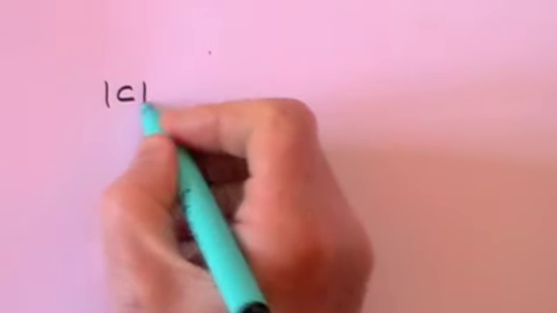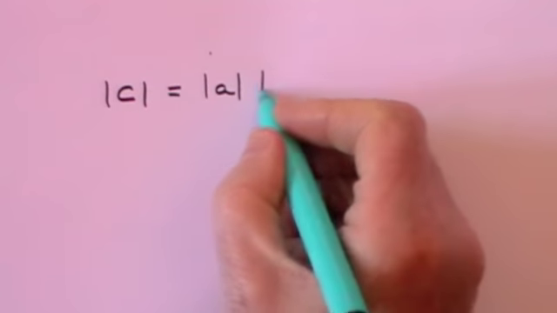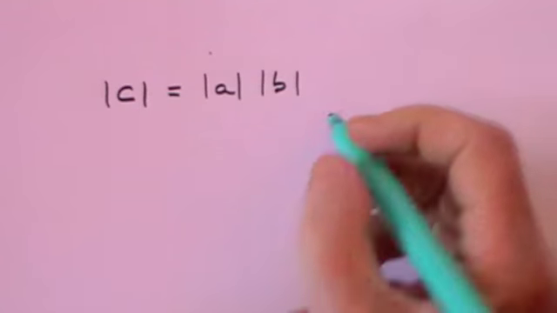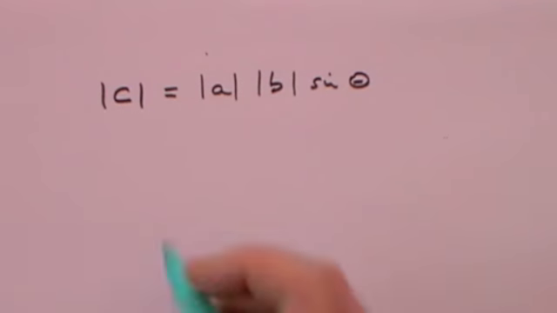The magnitude of the vector C is going to be equal to the magnitude of the vector A times the magnitude of the vector B times the sine of the angle between them. Remember, for the dot product it was the cosine. For the cross product it is the sine of the angle between them. Now, how do we know which direction C moves? Is it into the paper or is it out of the paper?